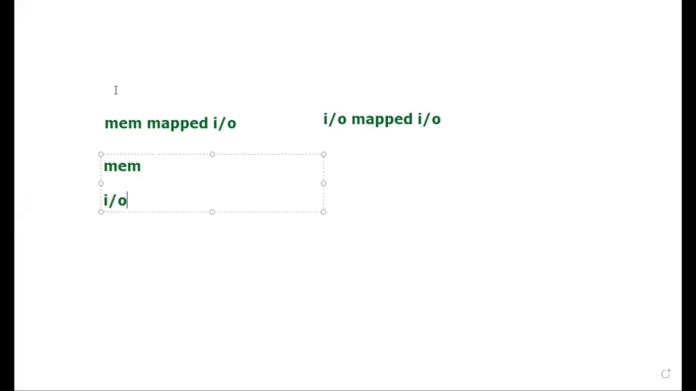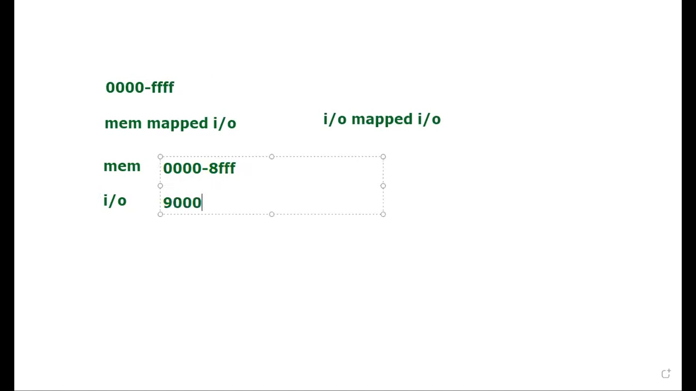For example, if you have the total memory 0000 to FFFF in 8085, you have these addresses, right? So out of that, for example, for memory 0000 to 8FFF is the addresses which will be reserved for the memory, and 9000 to FFFF will be for your input output devices. So if the address is 4000, then it is definitely for the memory, and if the address is 8000, it is definitely for the input output devices.